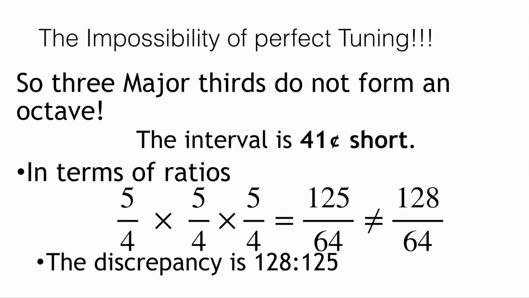Looking at the same thing, but in terms of frequency ratios instead of cents, we've got 3 properly tuned major thirds, but they end up being an interval of 125/64, whereas we should have them being 128/64. So we've got a problem.